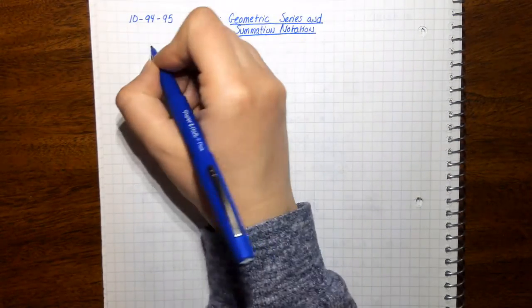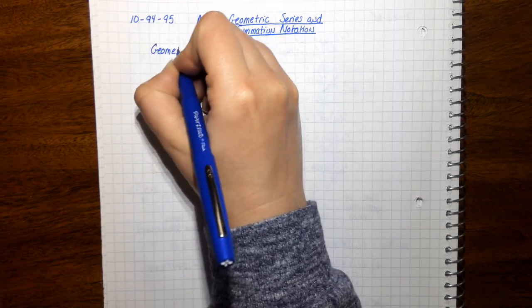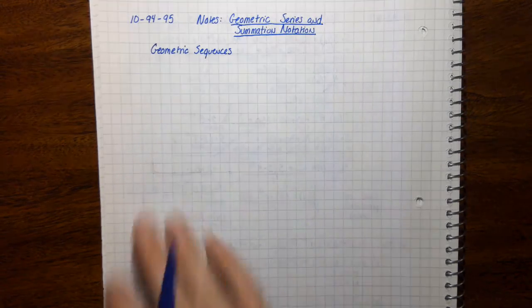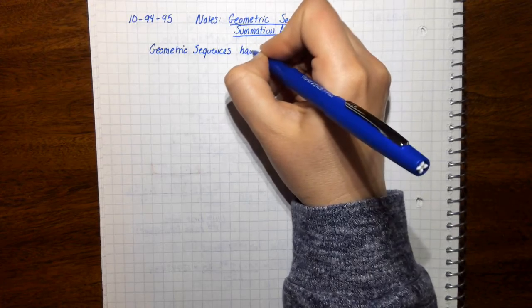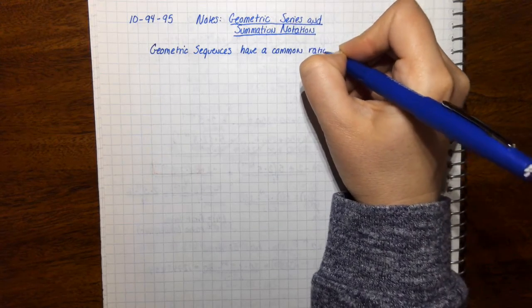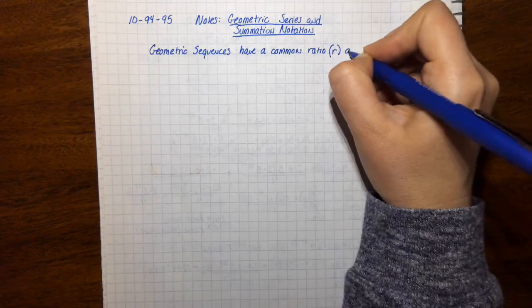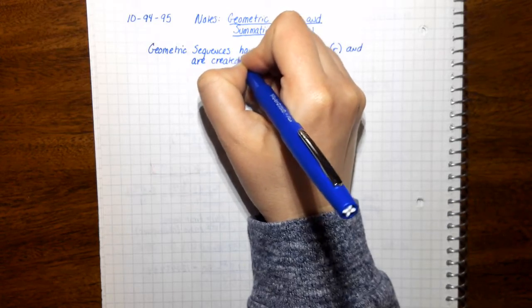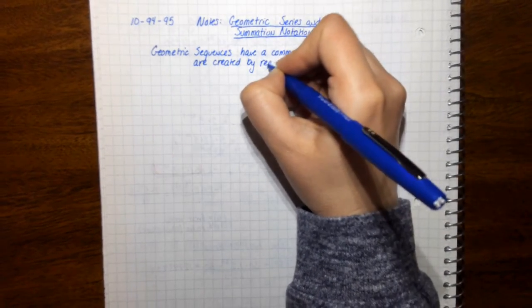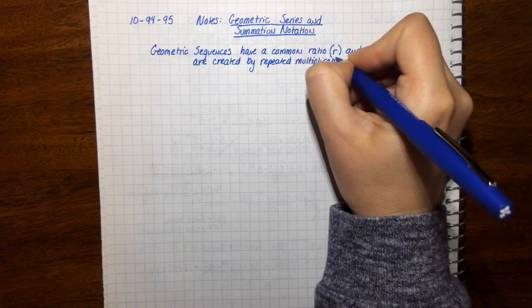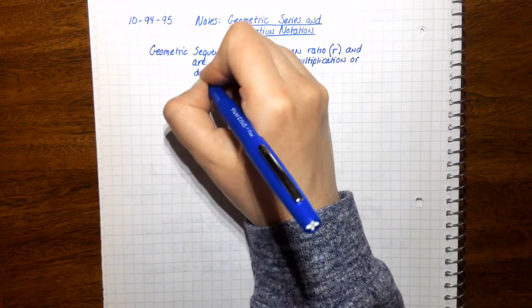So first, actually, I want to say geometric sequences have a common ratio, which we call r, and are created by repeated multiplication or division. Okay.